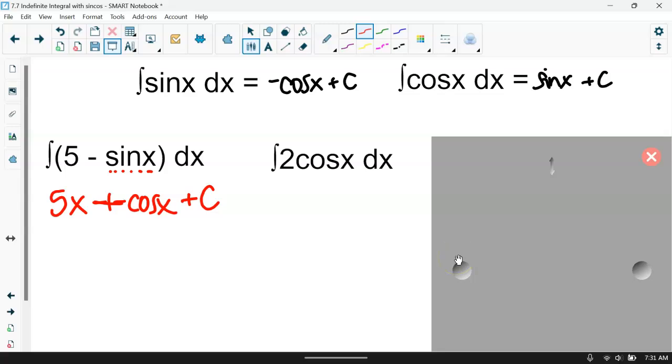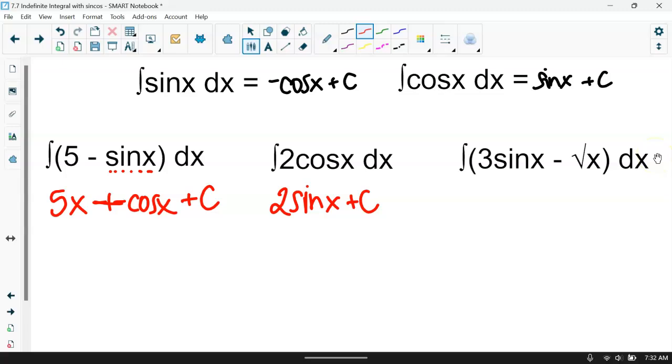Then we'll do this next one. This is just 2 times cosine of x dx. So here the integral is, well, this is just 2 times. So 2 times the integral of cosine, which is just sine. So this is 2 times sine of x plus c. Go ahead and pause the video and try this one on your own. Now notice, this is the square root of x here. So try this one on your own.